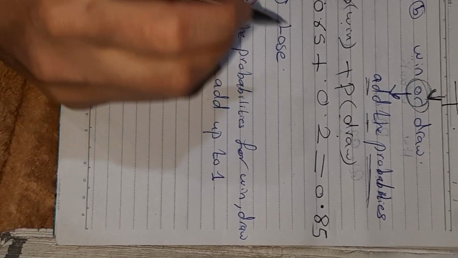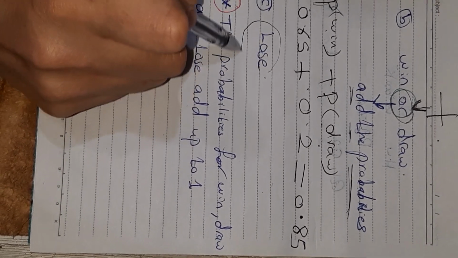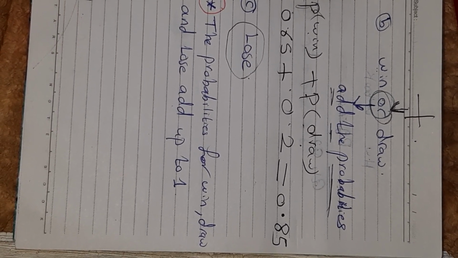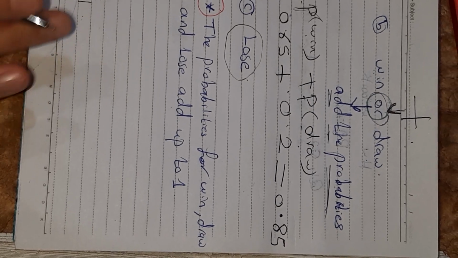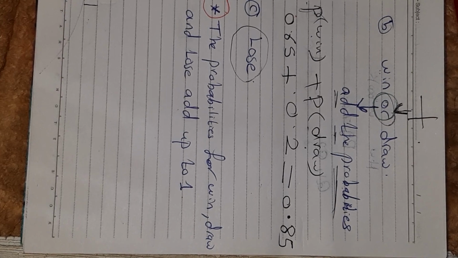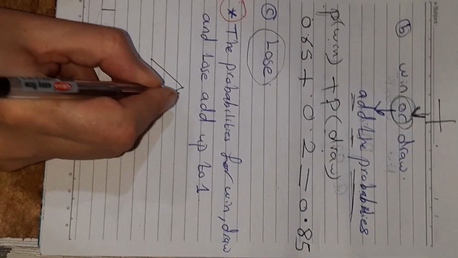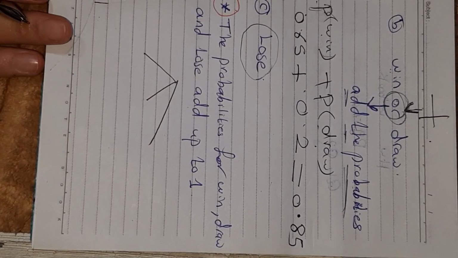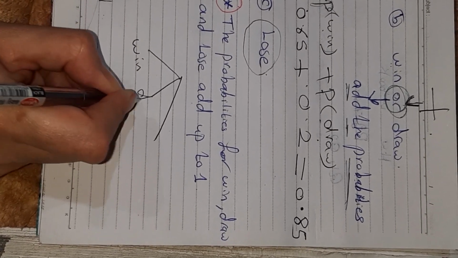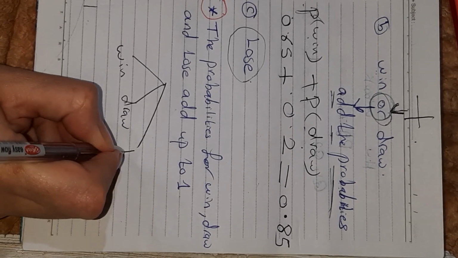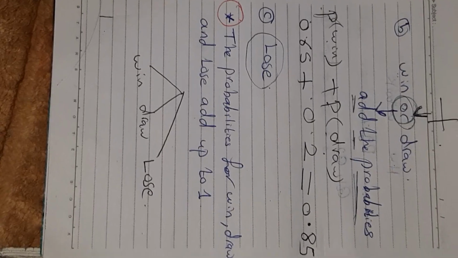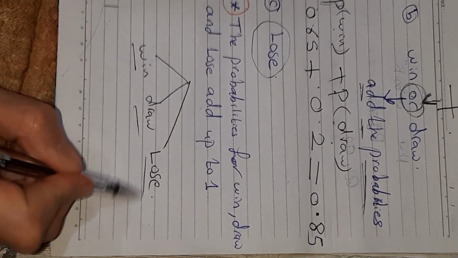Now, what about lose? What is the probability that City will lose? Look, now in any football match there are 3 possible outcomes. You have to know that in any football match there are 3 possible outcomes. What are they? We have win or draw or lose. 3 possible outcomes.